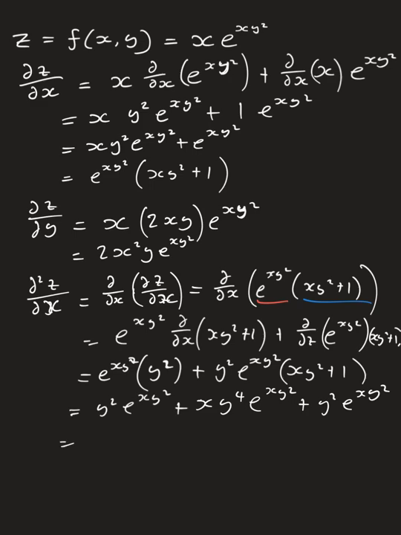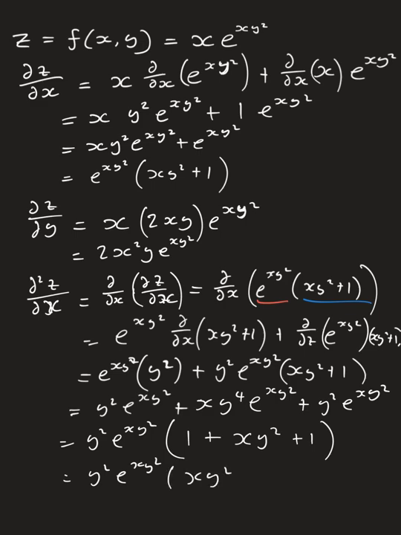Now finally I can factorize what I can out of this. So I have a y squared times e to the power of xy squared everywhere in there. So what I can do is bring that out in front, and then inside the brackets I get 1 plus xy squared plus 1 actually. So that's actually equal to y squared times e to the power of xy squared times xy squared plus 2. That's that. What about the second partial derivative with respect to y?